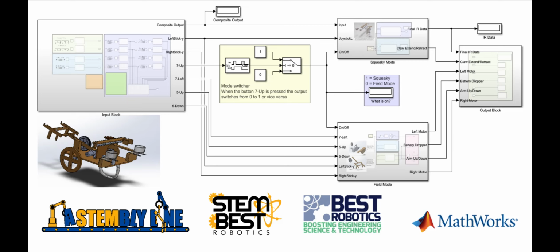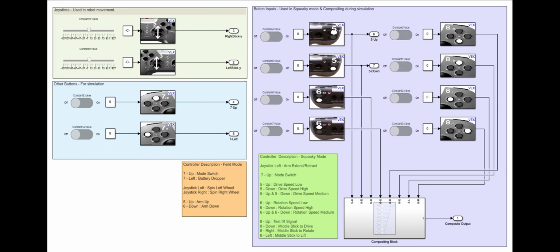Our main system contains 4 subsystems and a mode switcher allowing us to change between squeaky and field modes. Let's begin in our input block. The input block contains all buttons used for our program.